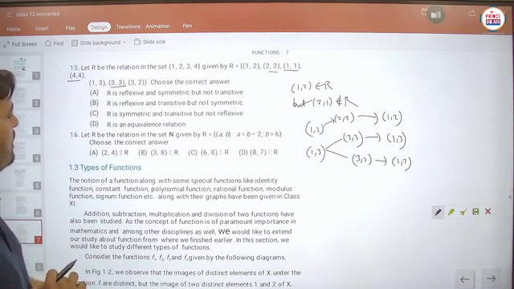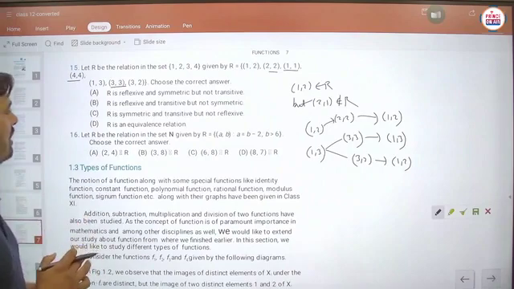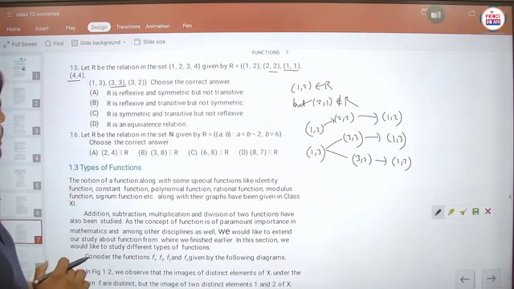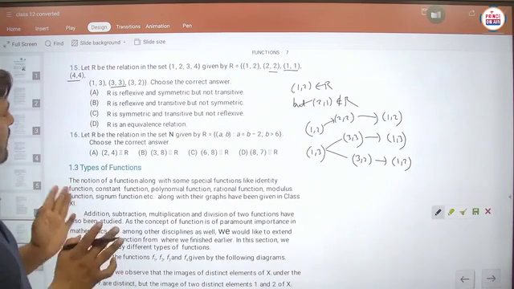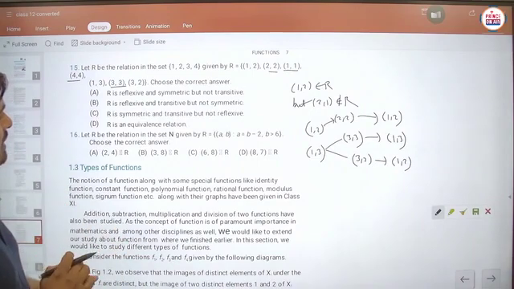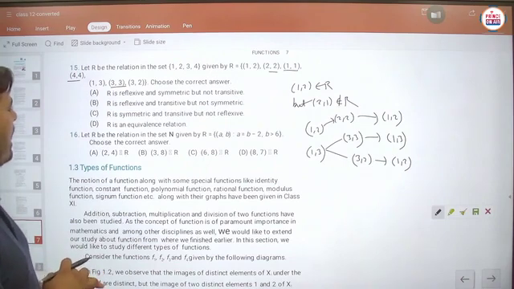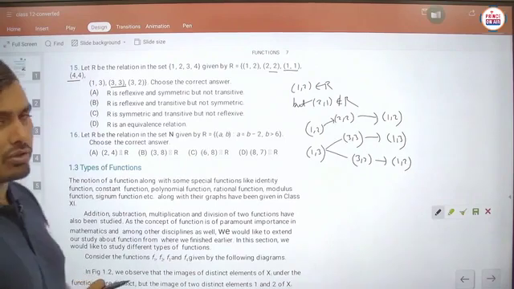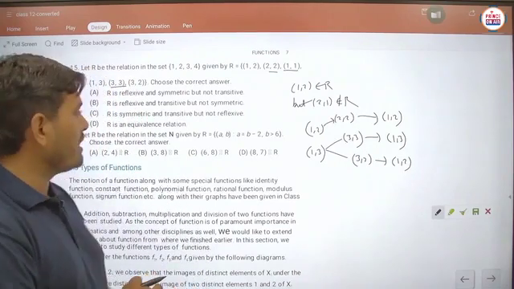So students, this relation R is reflexive, and (3, 2) and (2, 2) give (3, 2), no problem. It is transitive, but it is not symmetric. Is it clear? So I think option B is correct: R is reflexive and transitive, but is not symmetric. Is it clear?